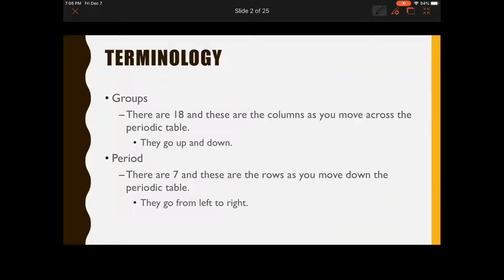Some terminology you're going to need to know for this class and future science classes are groups and periods. Groups, there are 18 of these, and they are the columns as you're moving across the periodic table. They are the ones that are going up and down. Periods, there are 7 of these, and these are the rows that you look at as you're moving down the periodic table, and they are the ones that are going from left to right.